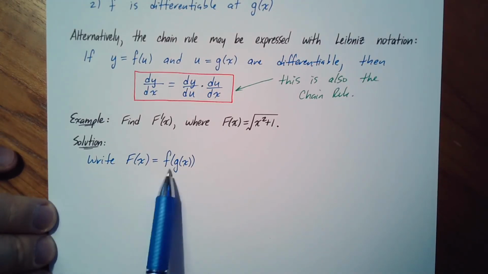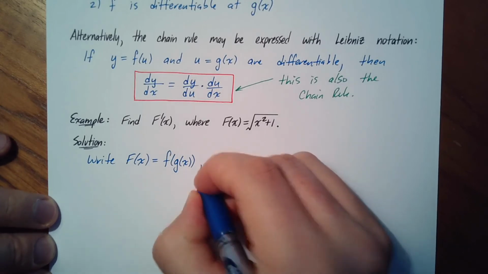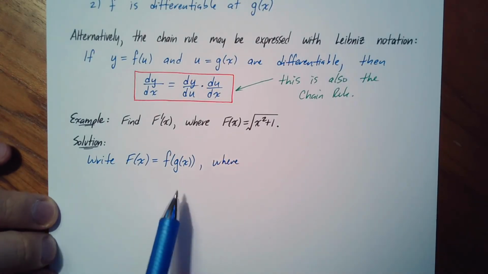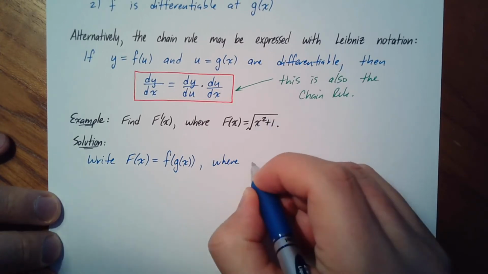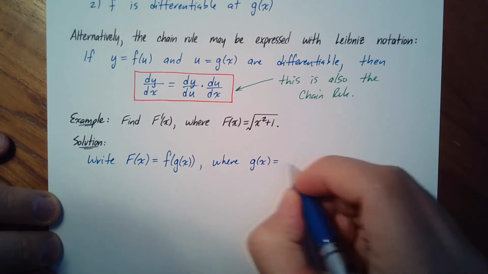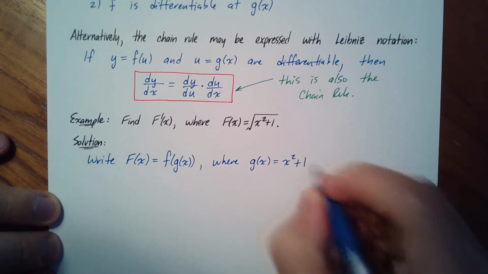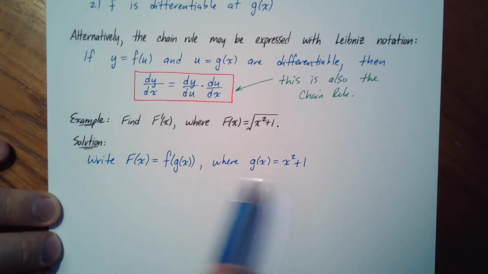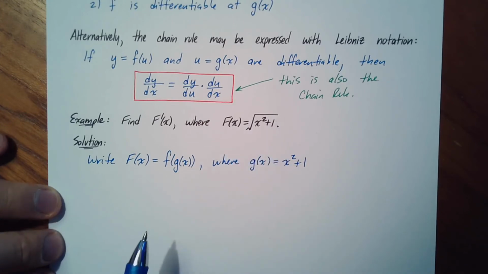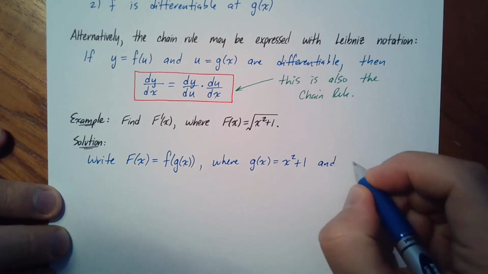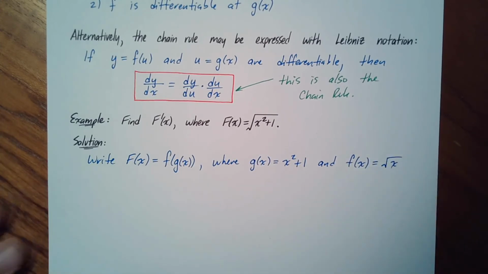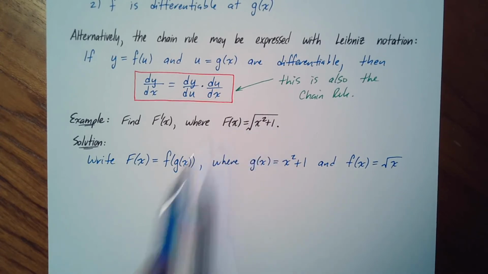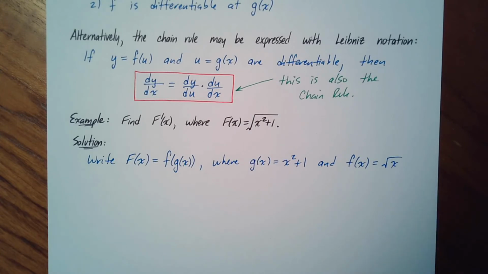And what would they have to be in order for this equation to be true? Well, the inside function g of x is going to be that inside function x squared plus 1. So let's say g of x is equal to x squared plus 1. So that's the inside function. What about the outside function? It's that square root, right? So let's say f of x is just equal to the square root of x. And if you take their composition, if you take f of g of x, you're going to get exactly this function up here. So that's a valid decomposition.